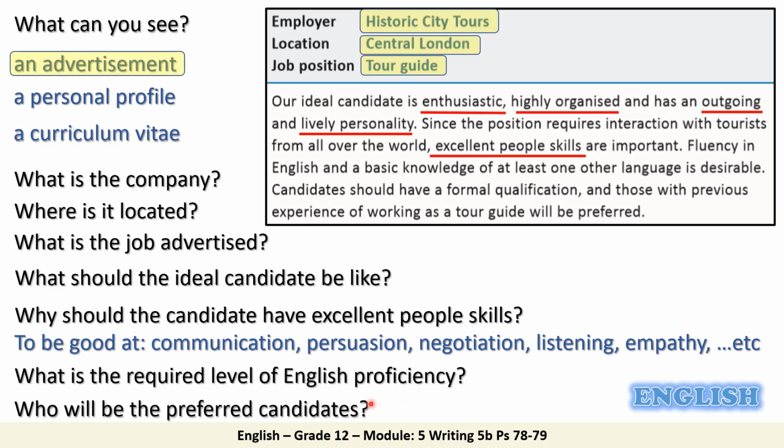About the level of English proficiency, he should be fluent, right? And who will be the preferred candidate? The preferred candidate will be the person who has experience of working as a tour guide, right? Okay, let's continue.